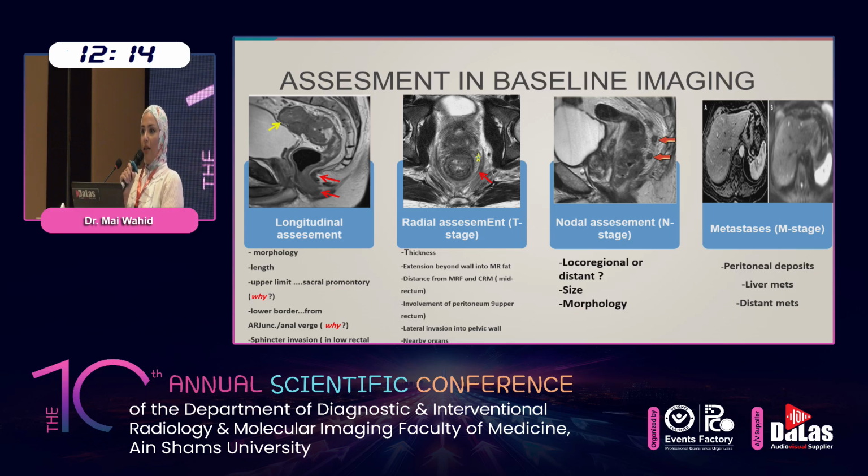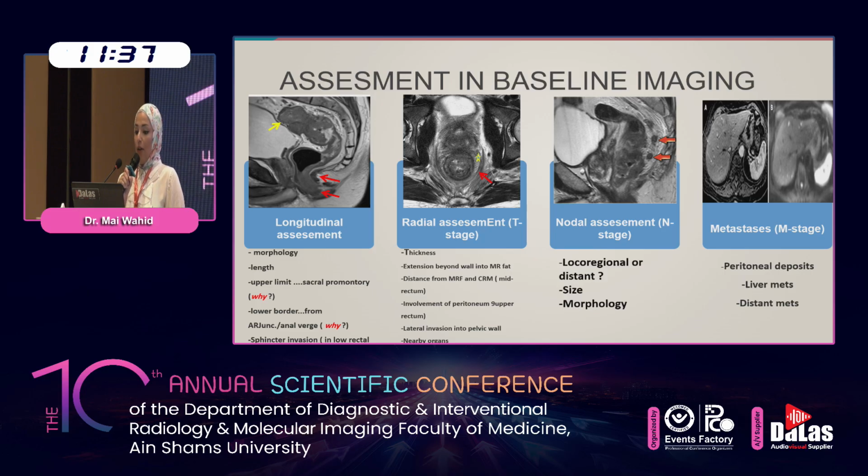So, the first case scenario, we have assessment in baseline imaging, a newly diagnosed rectal cancer case. We are going to do the TNM staging of the case. The T stage is done by the longitudinal assessment and the radial assessment. The longitudinal assessment, as we can see here, helped by the T2 sagittal view, we can see the morphology of the tumor, polypoidal or mass. We can see the length, the upper limit and the lower border, its distance from the anal verge, and the sphincter invasion. All will help the surgeon to choose the operation, whether abdominoperineal resection or anterior resection, based on these points.